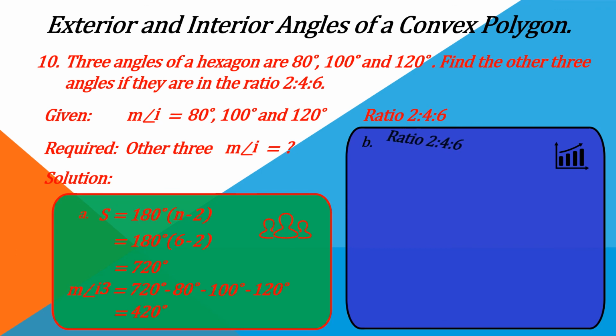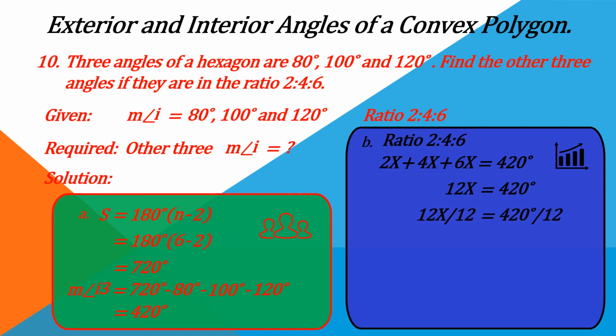So we have the ratio 2:4:6, so 2x plus 4x plus 6x is equal to 420 degrees. We put x so that we can solve the value of x, and then we will just multiply it by the ratio to get the values of the remaining three angles. Simplifying, 12x is equal to 420 degrees, and 12x divided by 12 is equal to 420 degrees divided by 12, or simply x is equal to 35 degrees.